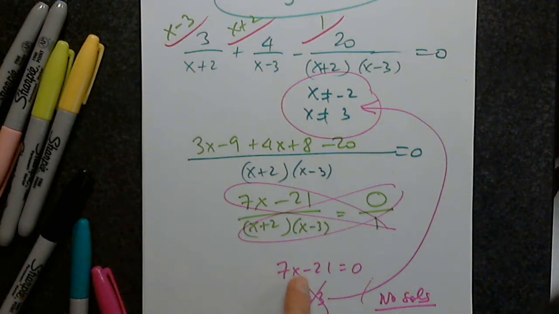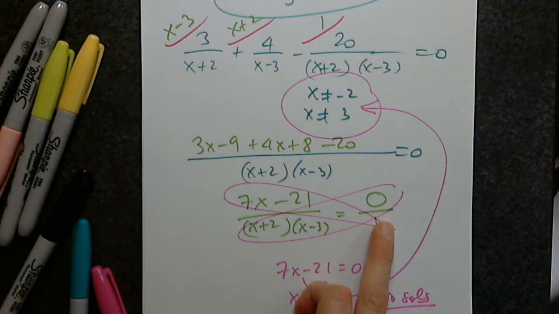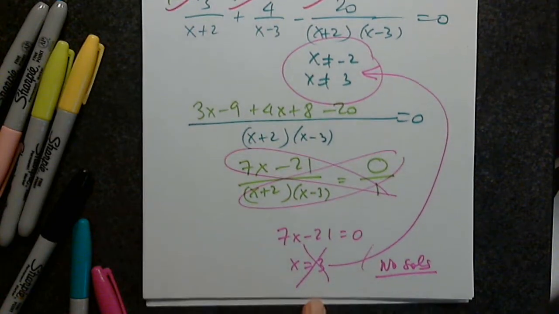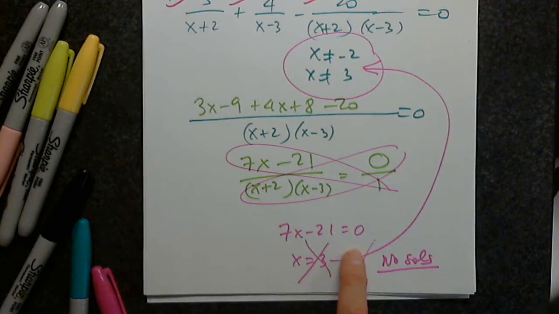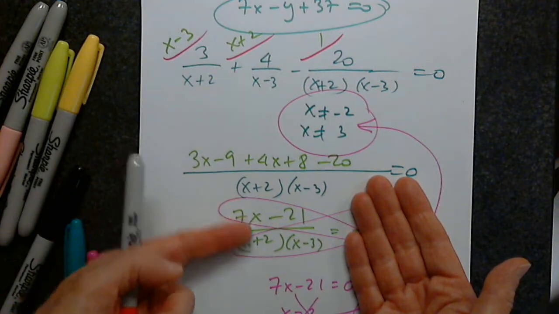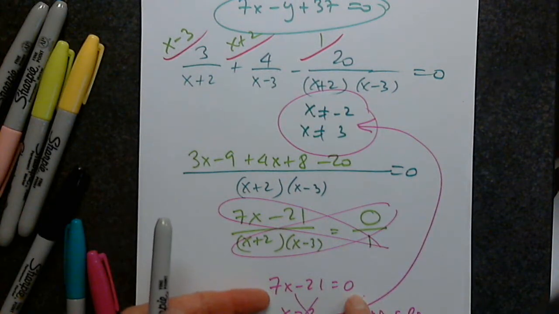But you have to write 7x minus 21 equals 0. Okay. So once you write that, you'll still have to divide. But you have to write the equation. So you can say, you're correct. You can say a fraction is 0 if the top is 0. But you still have to write this.